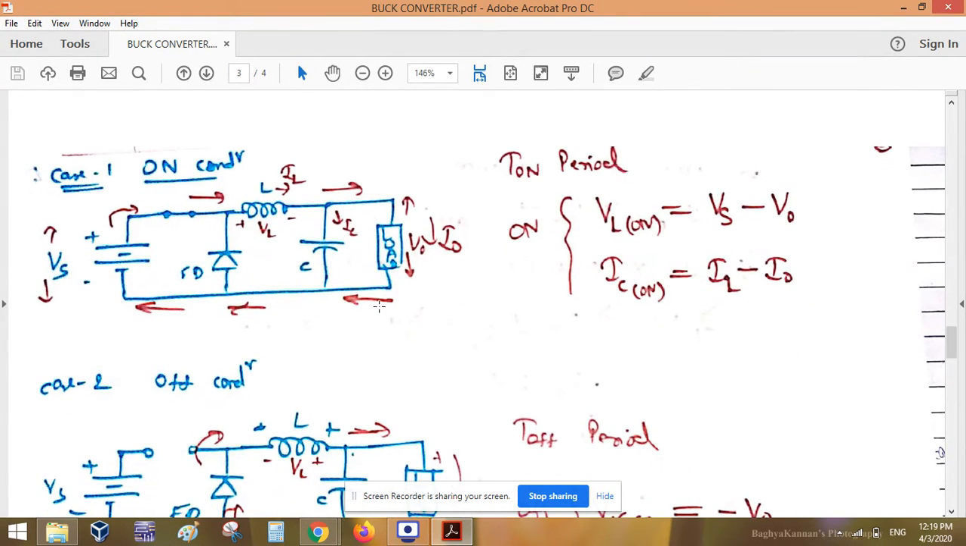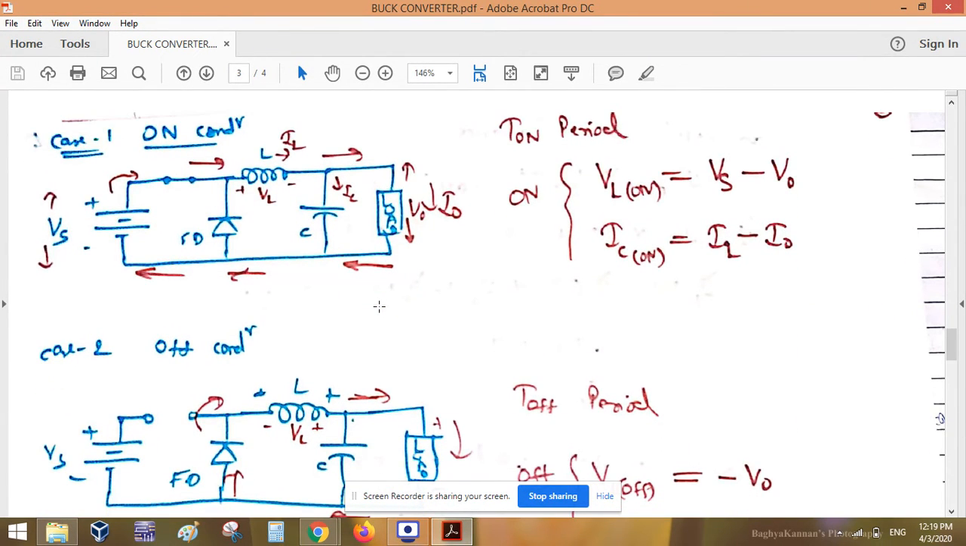Now consider the on condition. What will happen in the on condition? During the on condition, the switch is on. The supply voltage is directly connected and the current flows through the circuit. Only this freewheeling diode is not connected. Then we have IL, IC, I naught.